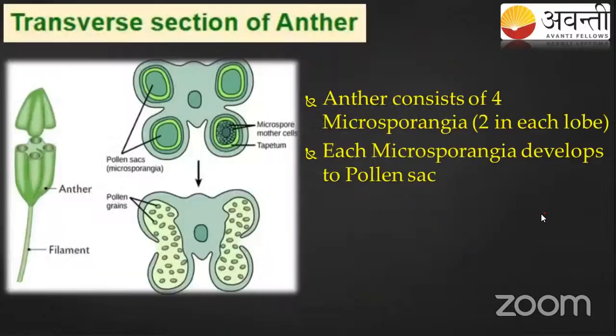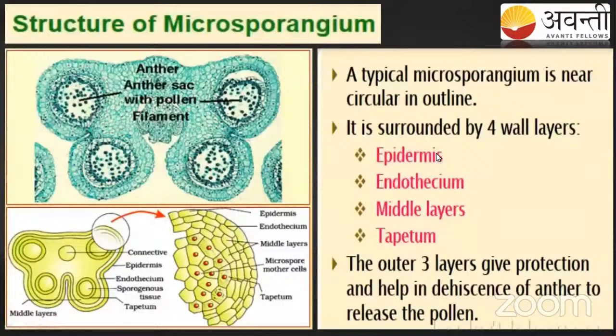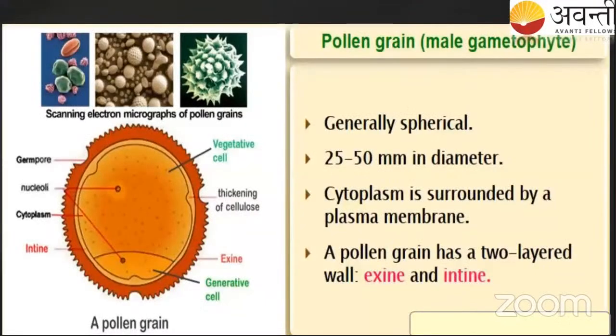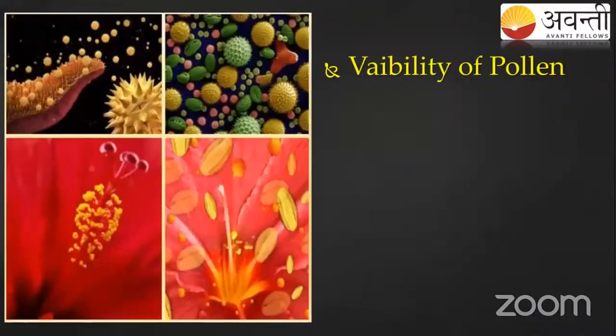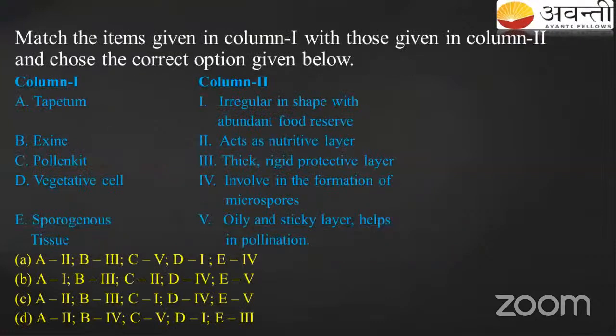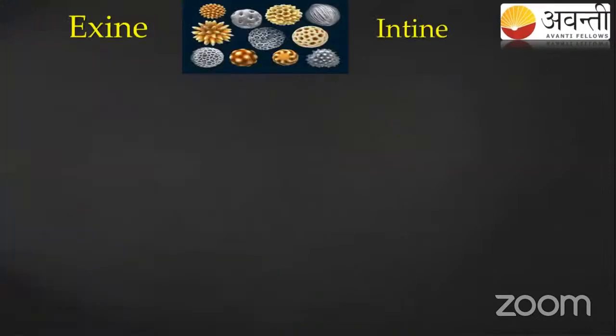Any other doubts? This is the slide the girl asked about, that's why I'm showing it. This is the formation of the anther. How the anther is formed, although it is not given in your NCERT, you still have to study this. This is again the structure. Then microsporogenesis, then shedding of pollen grain. Then about the pollen grain, you have to study the difference between exine and intine. There is also some economic importance. Don't worry about this, you will get to study all of it.